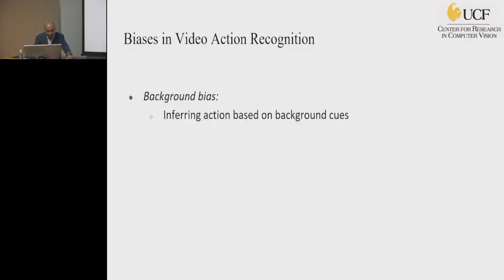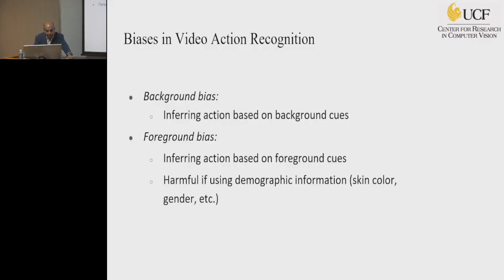And so now the other issue is bias in action recognition, right? So let's look at this. There are at least two biases. Background bias, where you can recognize action just by looking at the background. And foreground bias, which is inferring action based on the foreground, and these have problems because they're harmful if using demographic information like skin color, gender, and so on.